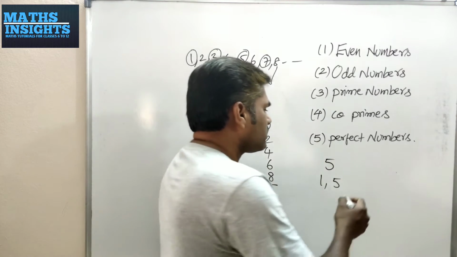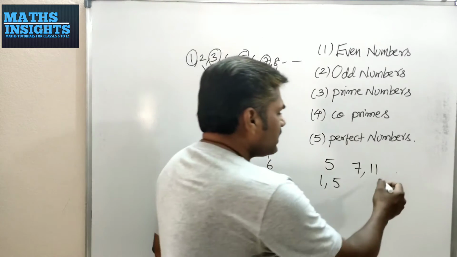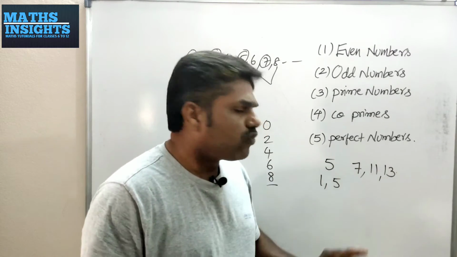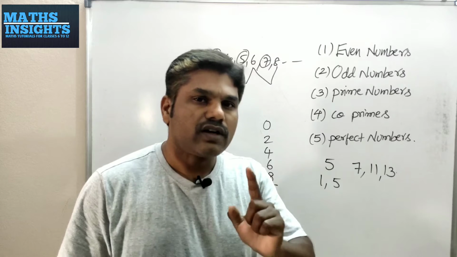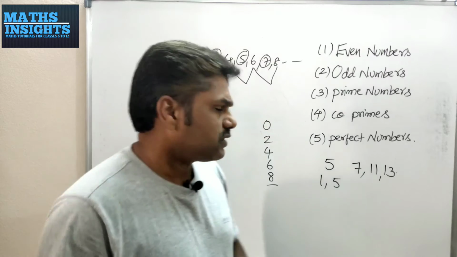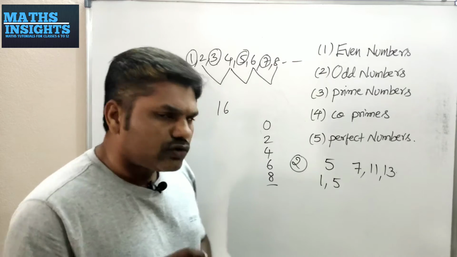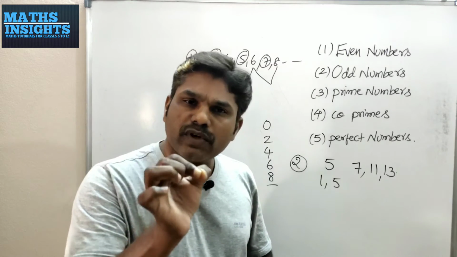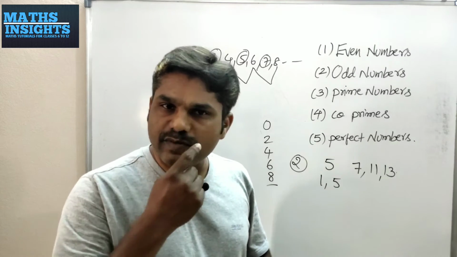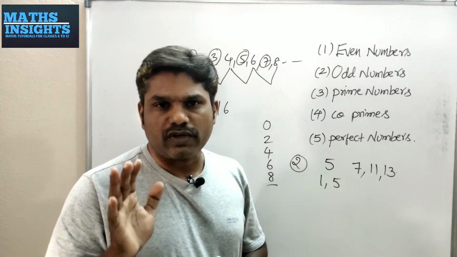If you take examples, 7 is also a prime number, 11 is also a prime number, 13 is also a prime number. Why? Because all these have only two factors, those are 1 and itself. Then those numbers are called prime numbers. See, the starting prime number is 2. And also the only even prime number is 2. There is no prime number which is even except 2. And 1 is not a prime number.